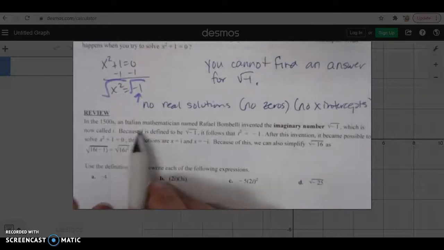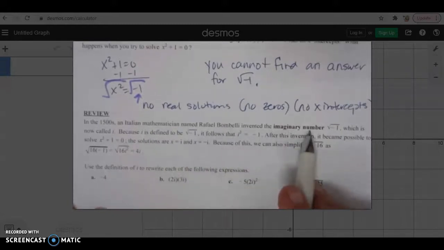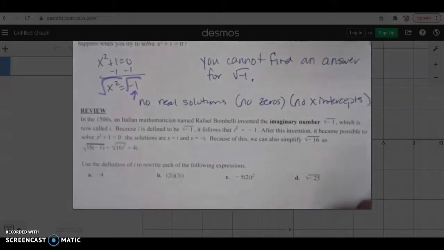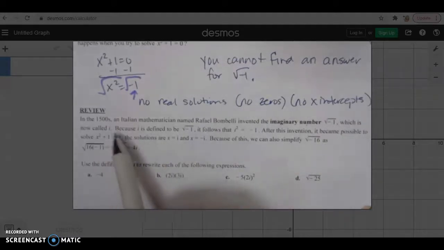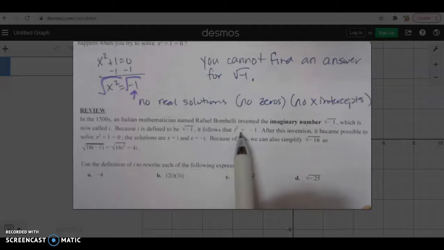In the 1500s, an Italian mathematician named Raphael Bombelli invented the imaginary number, the square root of negative 1. So some guy said, okay, we have to solve this situation. We can't just not be able to find an answer here. So he made up a number. The square root of negative 1 is now called i, because i is defined as the square root of negative 1, and it follows that i squared is negative 1.